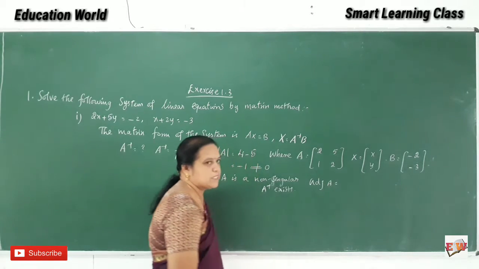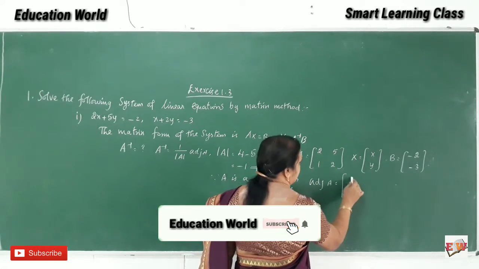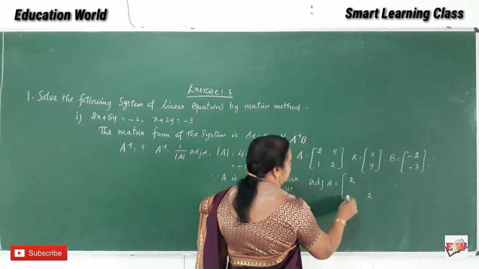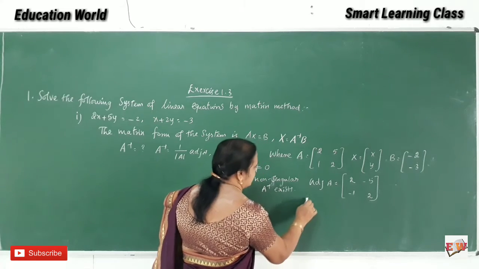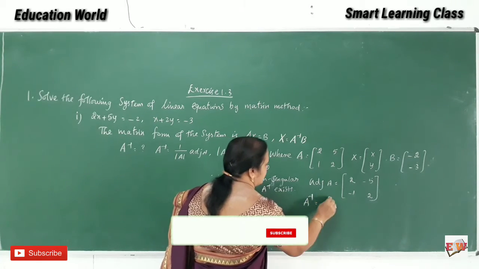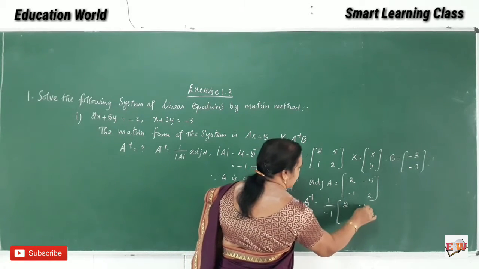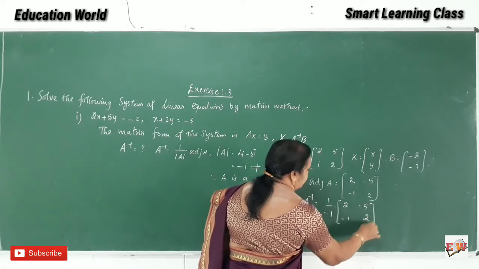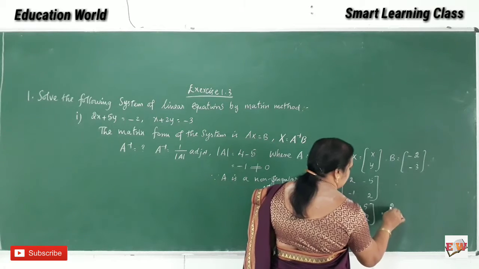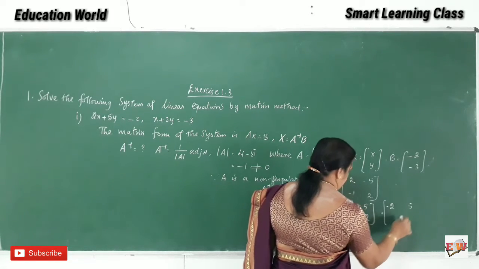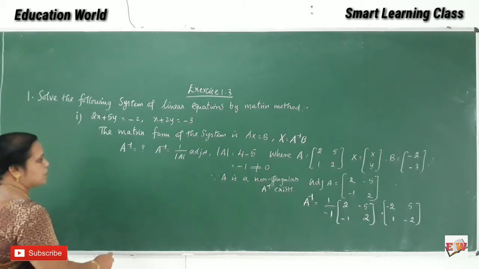For a 2 by 2 matrix, to find the adj A, we have to interchange the entries of the main diagonal, and change the signs of the off-diagonal entries. Now I am going to write A inverse is equal to 1 by determinant of A, that is minus 1, times 2, minus 5, minus 1, 2. I am going to multiply this minus within the bracket: minus 2, 5, 1, minus 2. Okay, we found A inverse.